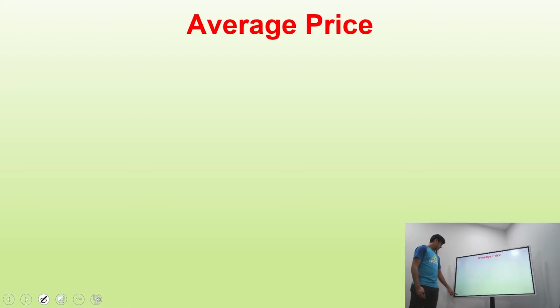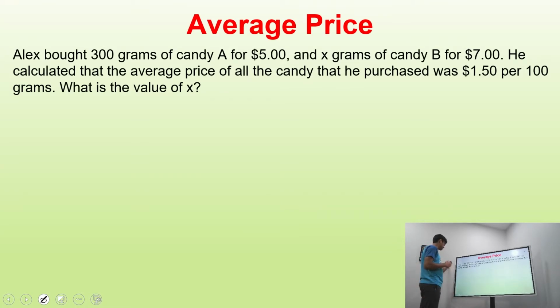So average price. This is what the question reads. Alex bought 300 grams of candy A for $5 and X grams of candy B for $7. He calculated that the average price of all the candy that he purchased was $1.50 per 100 grams. So what was the value of X?